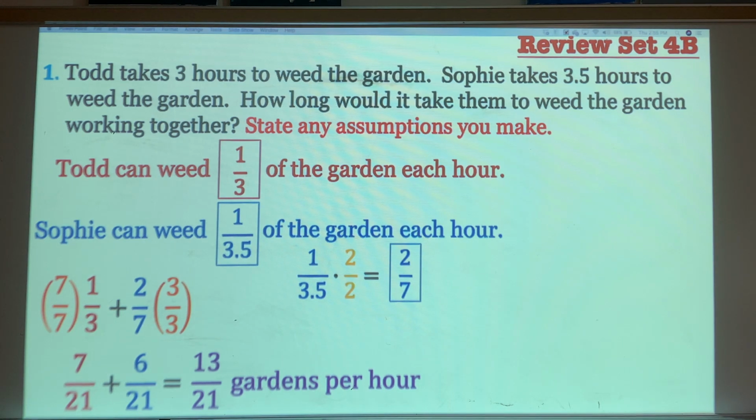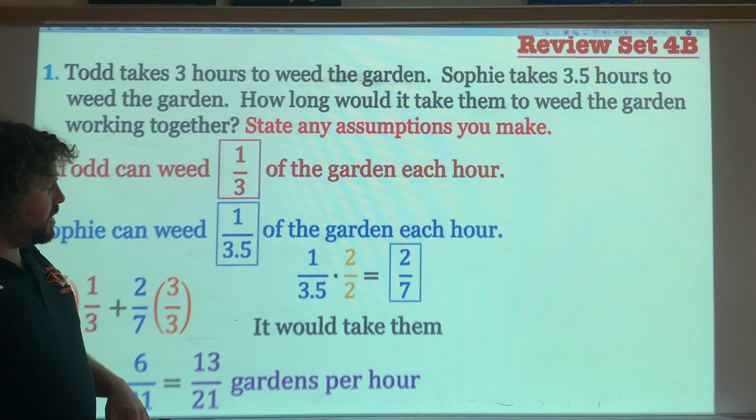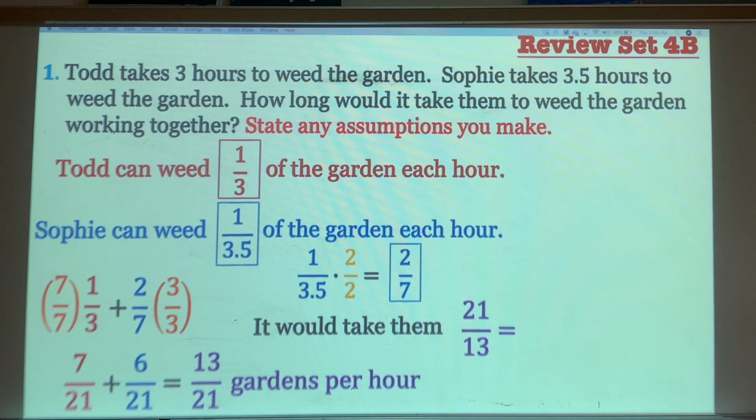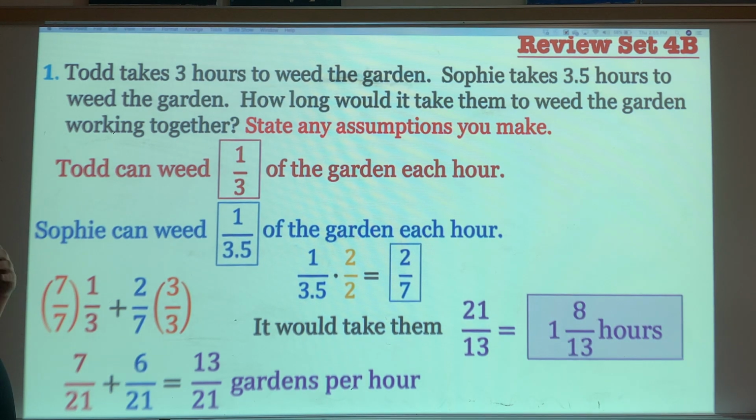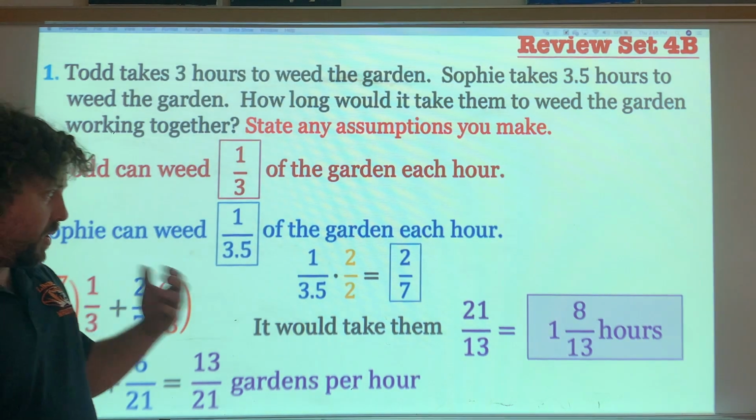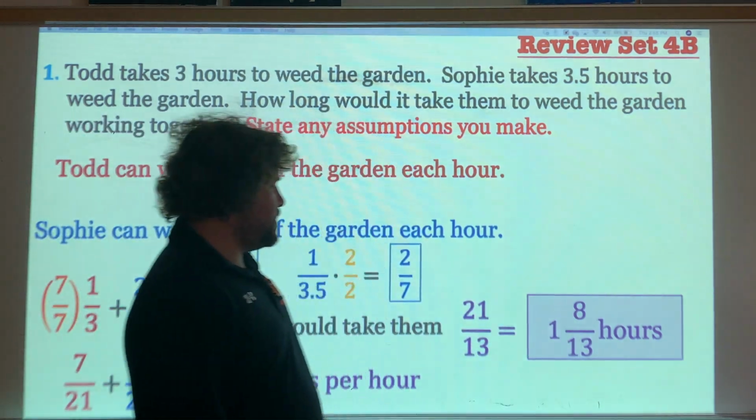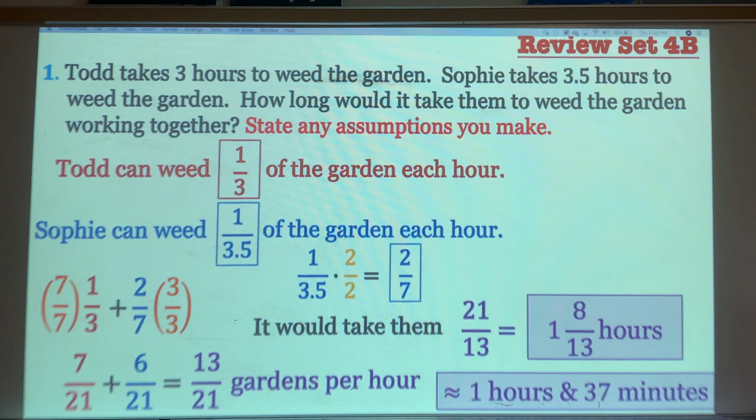Now to find out how long it will take them, you do another reciprocal, and it's 21 over 13 hours, or 1 and 8 over 13 hours. If you want to convert that to hours and minutes, you would do 1 hour and 8 over 13 times 60, and that would give you your minutes. All right, which is 1 hour and 37 minutes. Not too hard, right? Let's go to the next one.